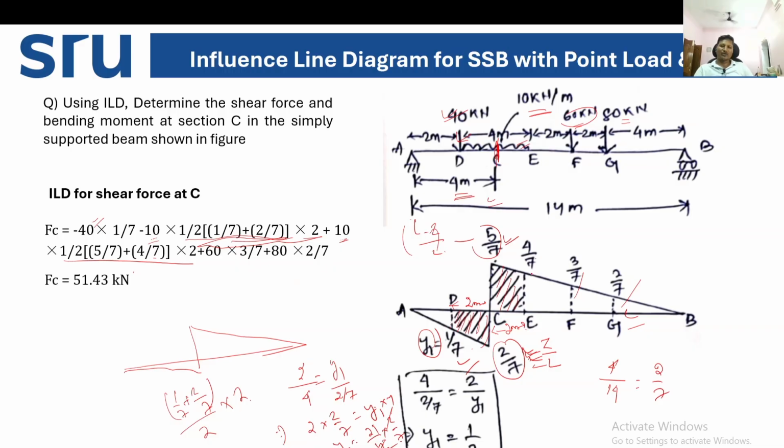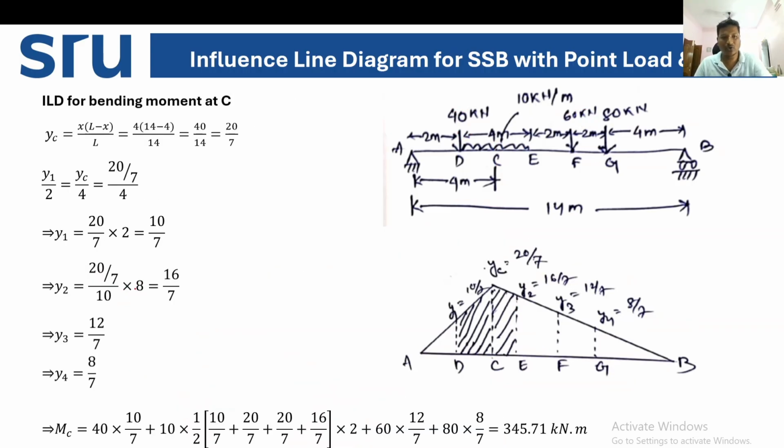60 into what is the ordinate? 3 by 7. 60 into 3 by 7 plus 80. 80 is nothing but your third point load. 80 into 2 by 7. 2 by 7 is the ordinate under the point load. So if you simplify this equation, we get 51.43 kilonewton, that is the shear force at C. Right? So next we'll go to how to calculate the bending moment.